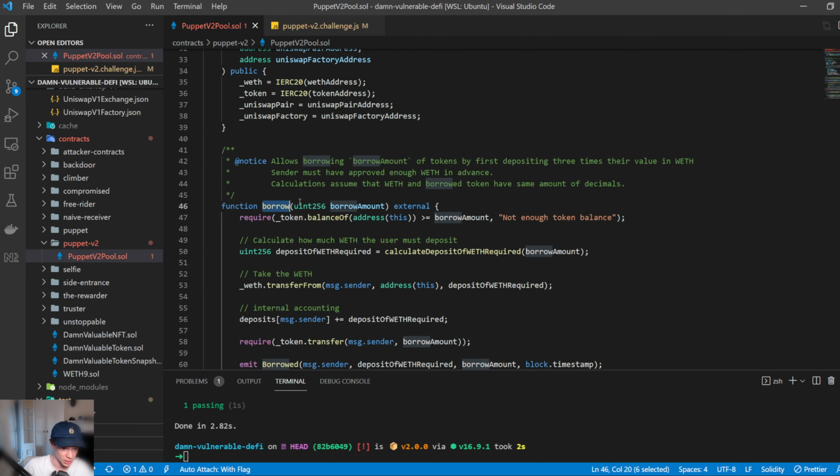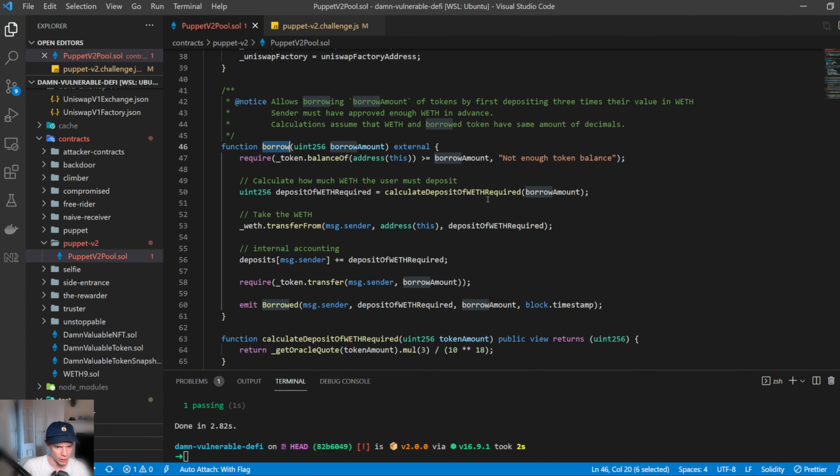Here we go. Here's an important function called borrow. This allows you to borrow an amount of tokens by first depositing 3 times their value in WETH. The sender must have approved enough WETH in advance. Calculations assume that WETH and the borrowed token have the same amount of decimals. So let's have a look at this.